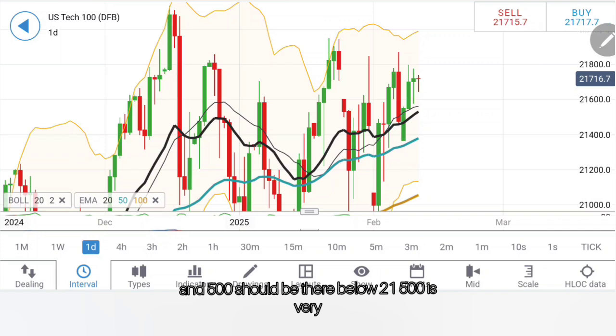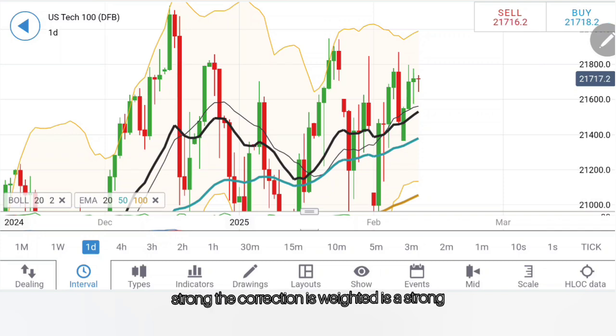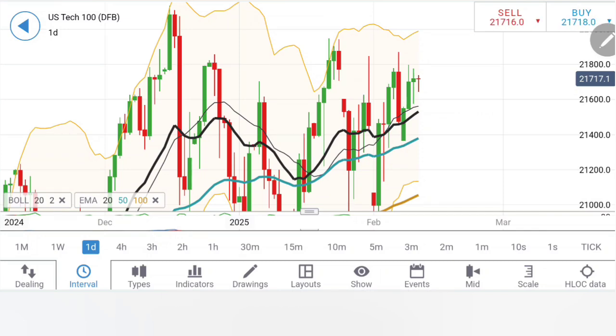Below 21,500 is where a stronger correction is awaited. Strong correction is awaited here, where we can look forward to 21,300, 21,200, or in fact lower levels. Take your trades, take your positions accordingly.